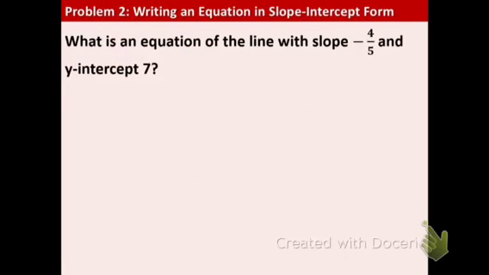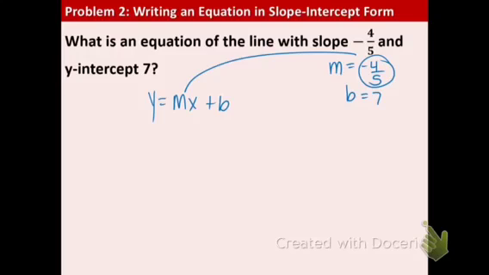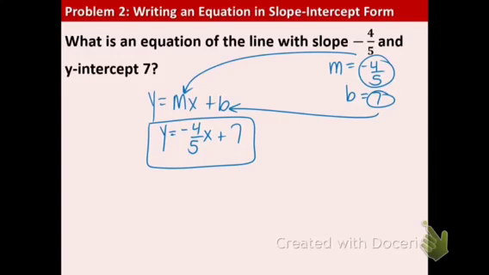Example 2. What is an equation of a line with slope negative 4/5 and y-intercept 7? Okay, we're using slope-intercept form. And we're given that m equals negative 4/5 and b equals 7. So all you have to do is take those and plug them in. So the negative 4/5 goes where the m is, and the 7 goes where the b is. So our equation in slope-intercept form is y equals negative 4/5 x plus 7. That completes example 2, and we're ready to move on to example 3.